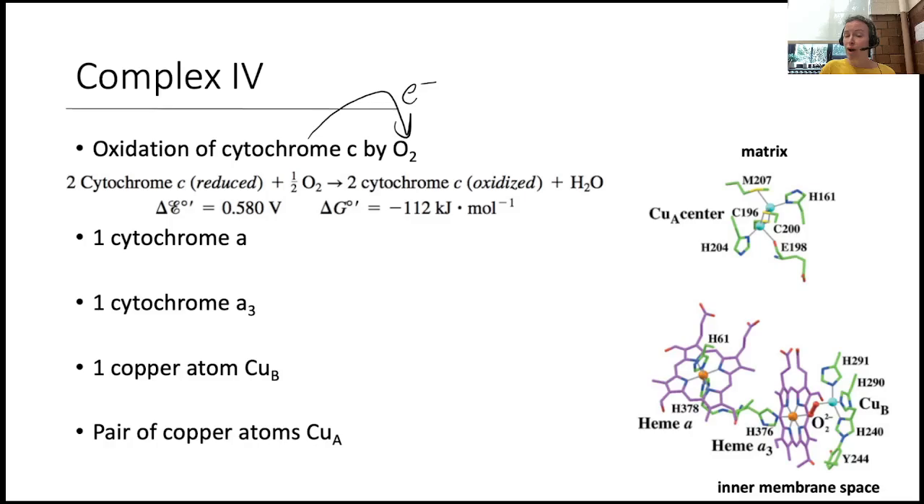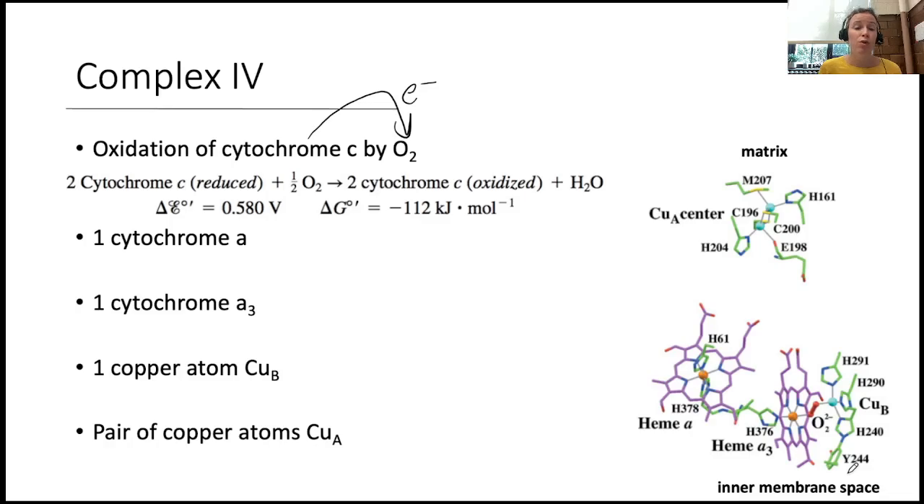Complex 4 uses a wide variety of redox centers to do this chemistry. We have 2 heme cytochromes, so cytochrome A, cytochrome A3, and then new to us, we have copper performing redox. So 1 copper atom making the copper center B, and a pair of copper atoms making the copper center A. On the right-hand side, I'm showing you how these are arranged, with copper center A near the matrix, and the rest of the redox centers near the inner membrane space.